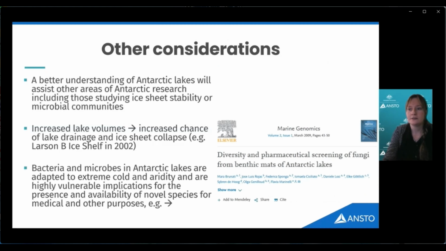And in addition to that, bacteria and microbes in Antarctic lakes are extremely unique and also highly vulnerable. So if we see temperature increases, for example, the presence and the availability of these novel species may be compromised, and that has implications for medical and other fields.